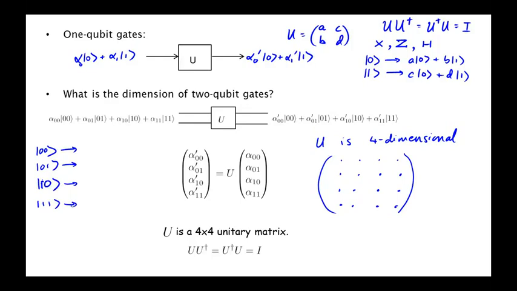Okay, so let's say that it maps |0 0> to A|0 0> plus B|0 1> plus C|1 0> plus D|1 1>. Then we know that the first column of this matrix is going to be A, B, C, D. Right? So check that you understand why this is. Right? Because |0 0> is this vector.